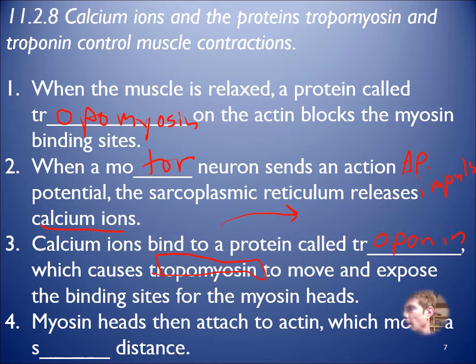I can't remember, is there a blank right there? I don't know. And the myosin heads attach to the actin, and if they contract, it shortens the distance. Let me just double check. I can't see back behind there. Sorry about this. Oh, what's the next one? Is this the right one? No. Sorry. Thanks for your patience.